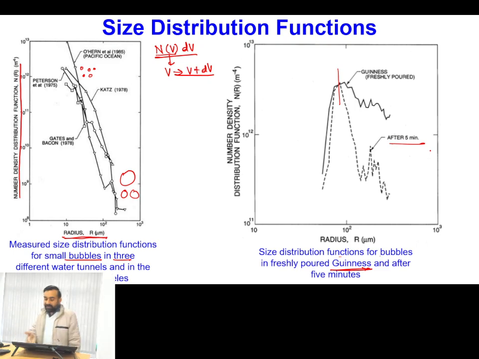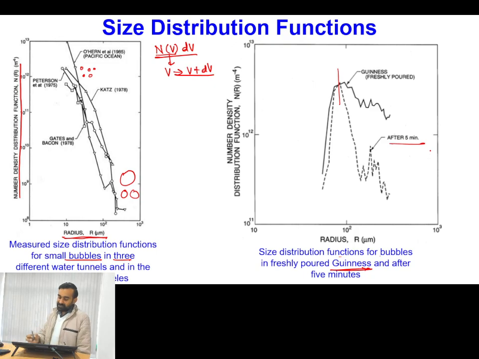So over here, in the glass of beer, a larger size bubble will have more tendency to rise in the upward direction because of the buoyancy effect, whereas the small size bubbles will not have enough buoyancy to rise, and these will almost stay within the medium.